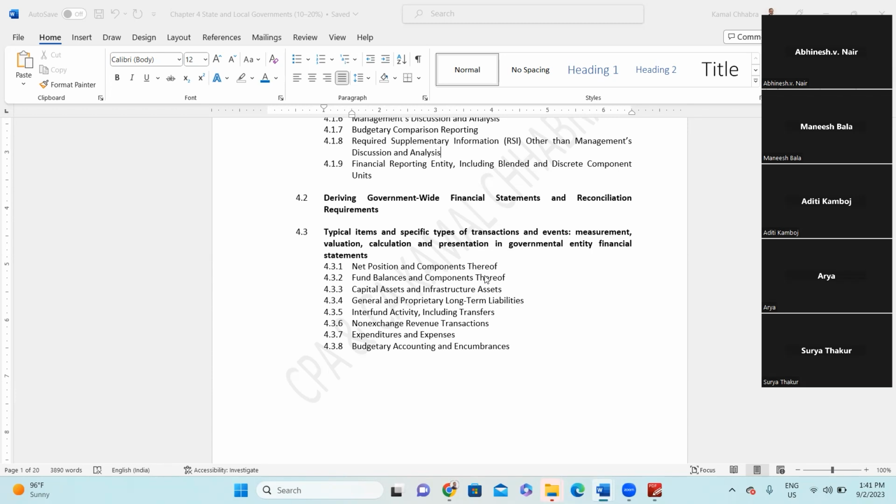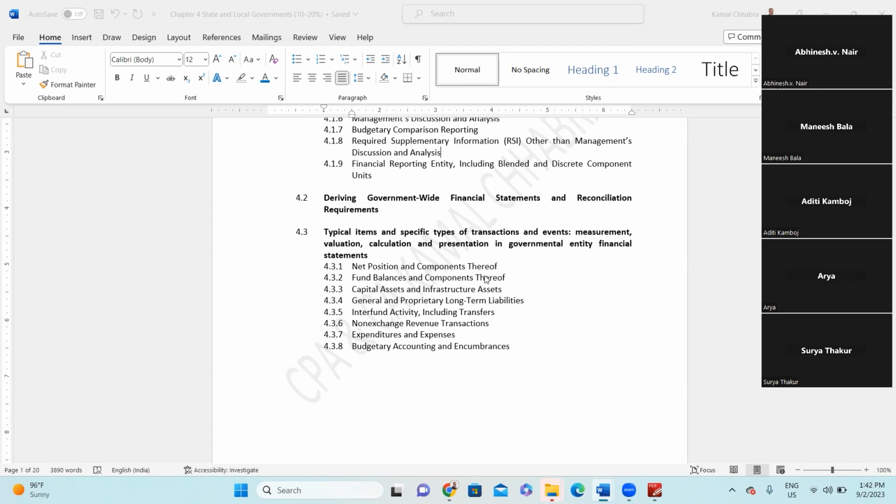When we say net position, same way for a corporate entity, we have a balance sheet, right? In the balance sheet, you have three things: assets, liability, and equity. Same way in the government-wide financial statement, you have asset, liability, and the third thing is called net position. Net position is asset minus liability, which for the corporate we call equity, but for not-for-profit organizations or governmental accounting we call it net position, right?